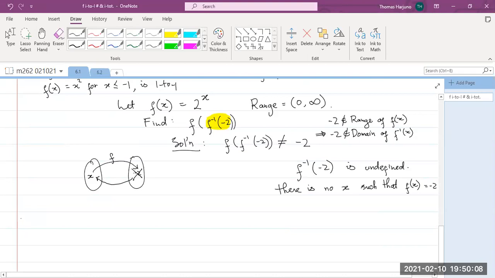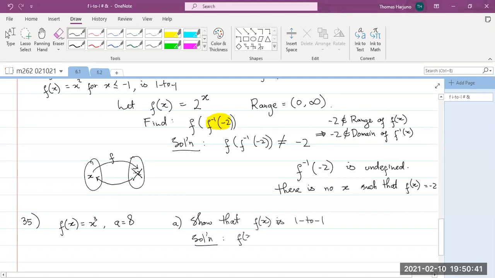Number 35. We have f(x) equals x cubed, a equals 8. There are many parts to this question. Part A, show that f(x) is one-to-one.